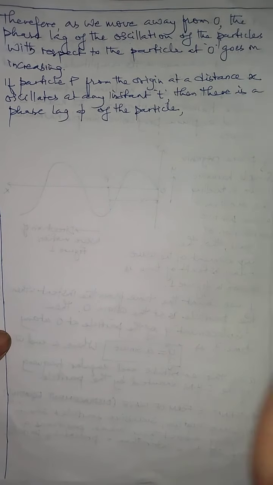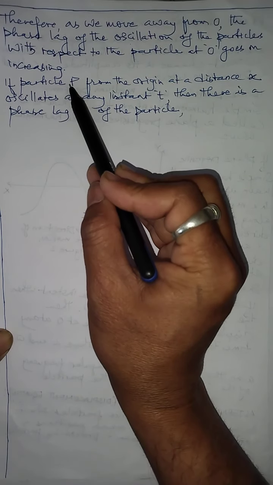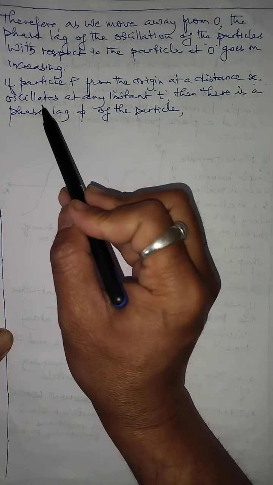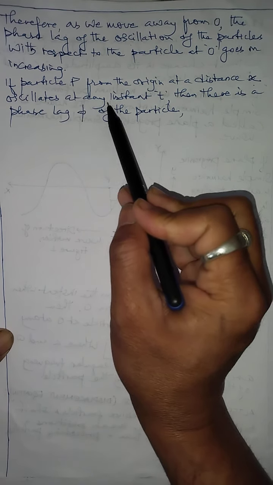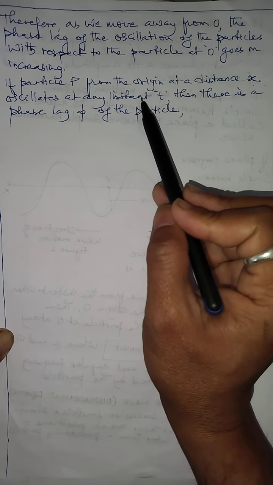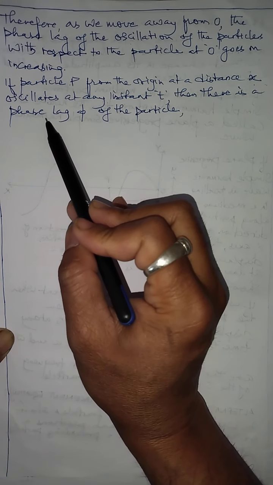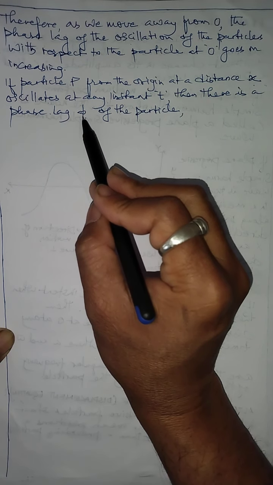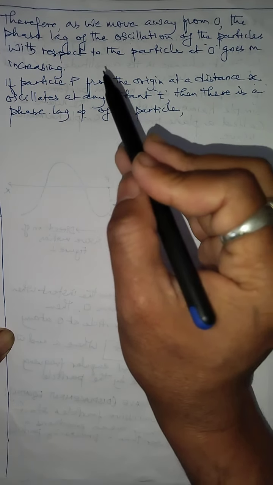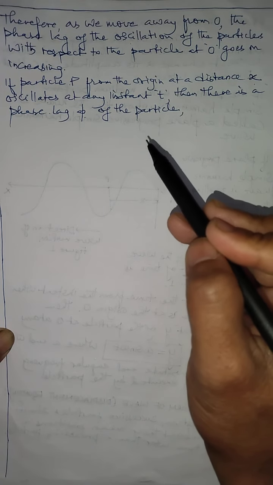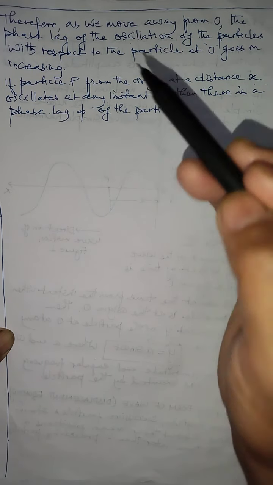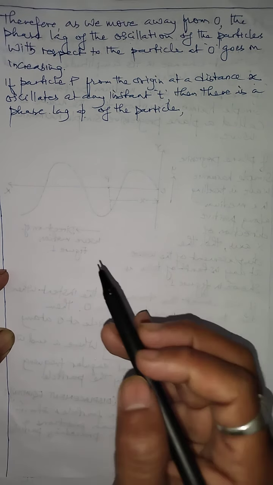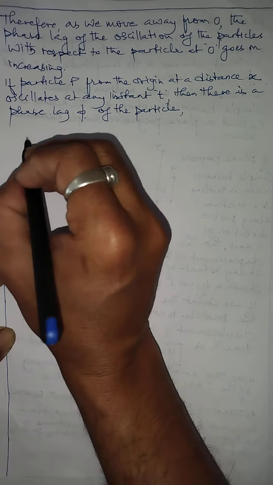So children, I have considered already in the diagram that there is a particle, say P, from the origin at a distance x, along the positive x-axis. That particle starts oscillating at any instant of time, say t. Then definitely there is a phase lag of the particle P from the origin, and that phase lag I consider, say, phi. So this phi is the phase lag of the particle P, which is producing a displacement with respect to the origin. Under this case also we can write the displacement of the particle.